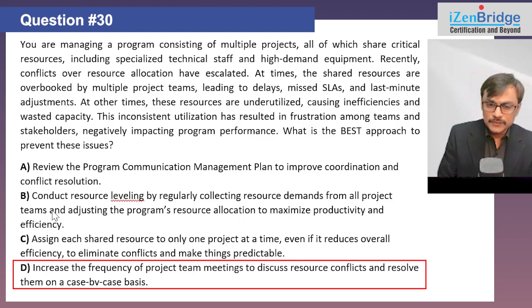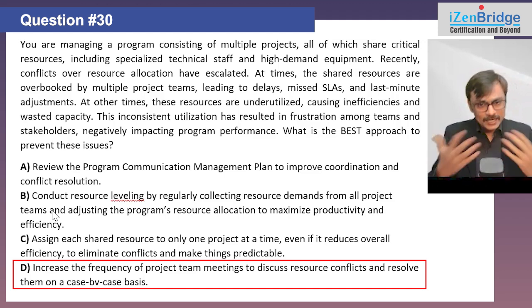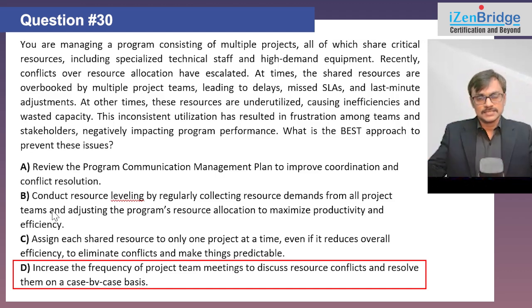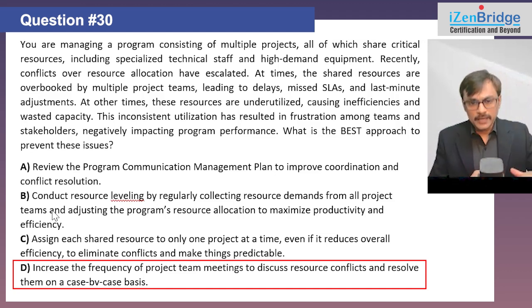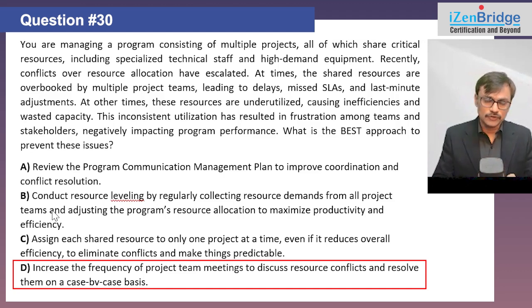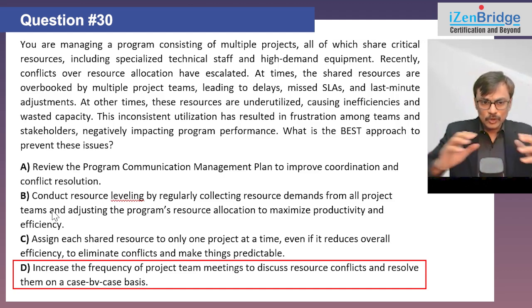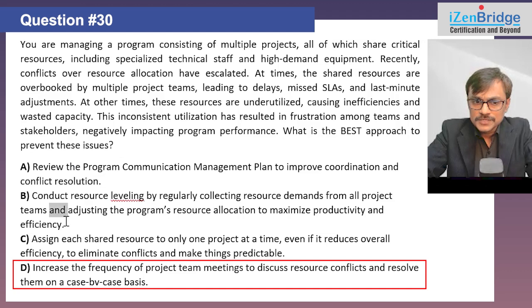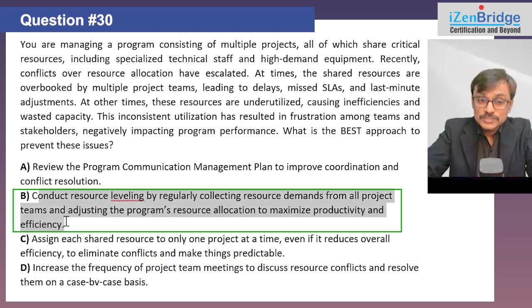Option D, increase the frequency of project team meetings to discuss resource conflicts and resolve them on a case-to-case basis. It's like option A: we resolve them more frequently, we talk about them more frequently, but we need to go in a planned approach. It's not like we will discuss them all the time. So we need to do resource leveling, and then we can do option D, and then we can have option A, a proper communication and coordination for conflict resolution. But the core problem gets resolved when we focus on option B. So focus on resource leveling.